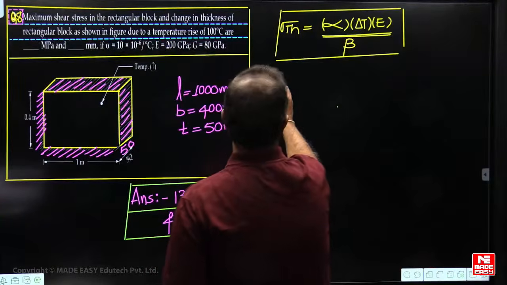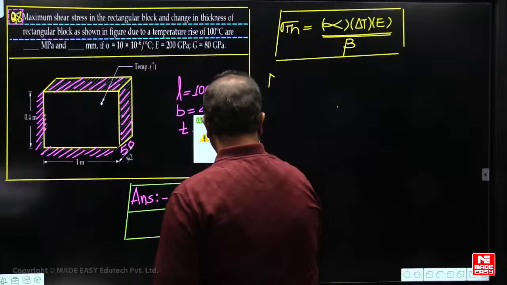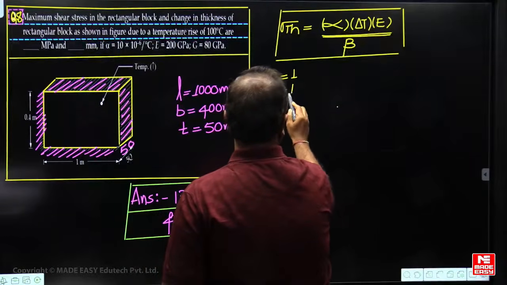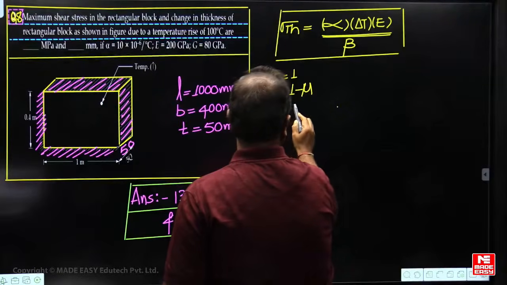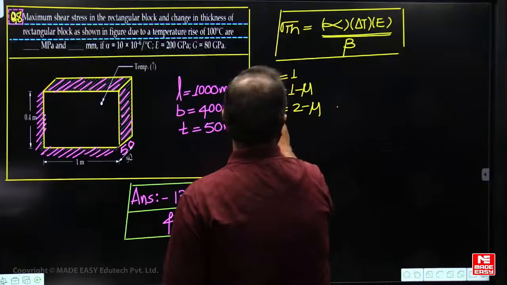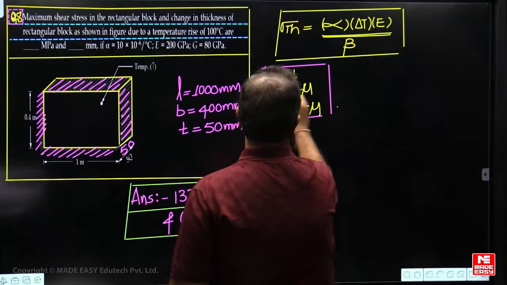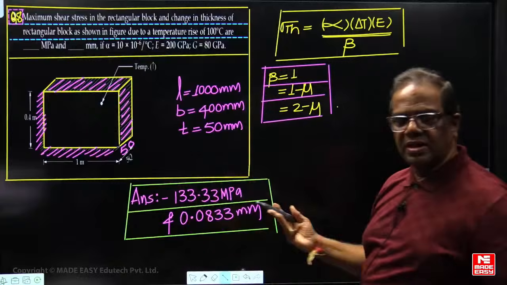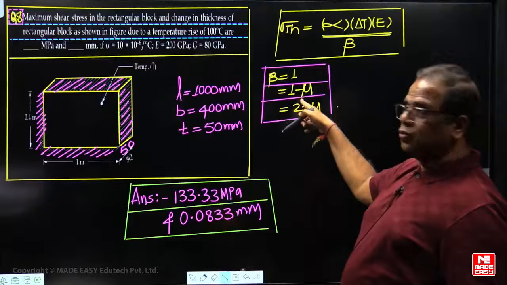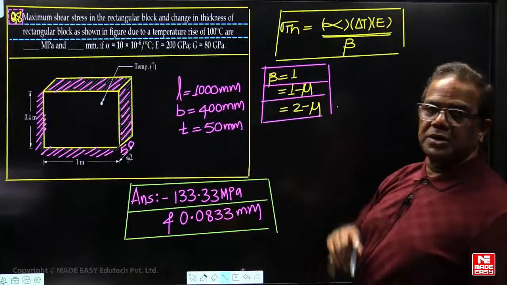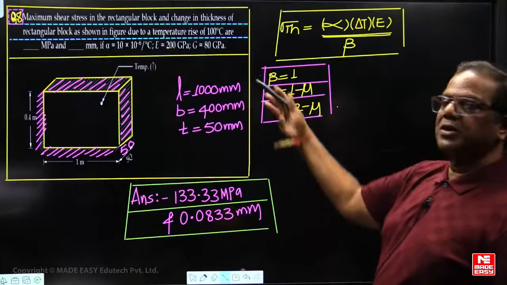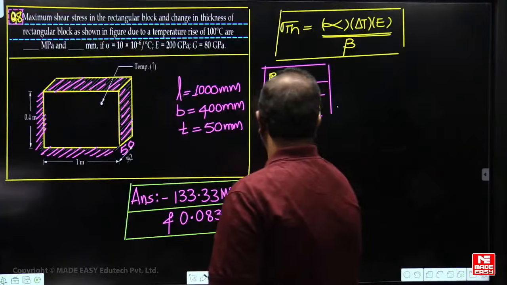So beta is equal to either 1 minus mu... So this is the advantage now. This is restricted in 1 direction, restricted in 2, this is restricted in 3. So they restricted in 2 directions, therefore you put 1 minus mu. So first find out the Poisson's ratio, then you can substitute it now.